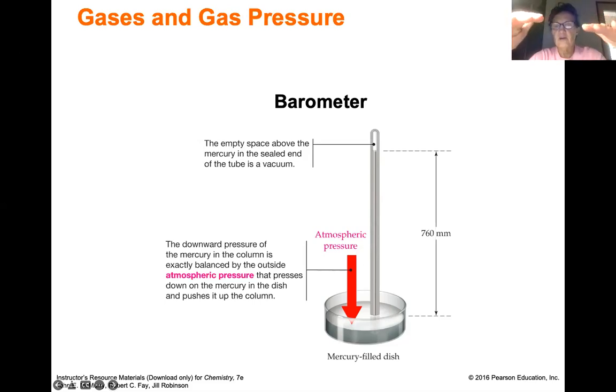So we know that in the column, that mercury has a pressure due to gravity. And how high that column is will correspond to a different pressure. When atmospheric pressure is pushing on the bowl, it can push the column up against gravity if it has more pressure than the gravitational pressure pushing down, or vice versa. So you can use this system to measure atmospheric pressure by measuring how high the column is.